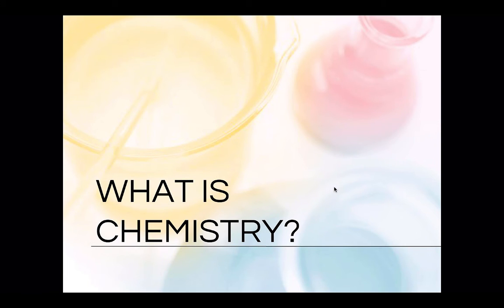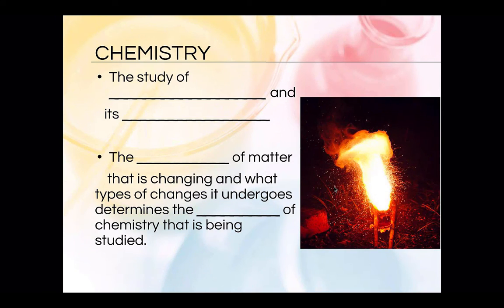Today we're going to talk about what is chemistry. Seems important to know if you're going to study it. The study of chemistry is simply the study of matter and all the different changes that matter can undergo. The type of matter that is changing and the types of changes that it could go through is what determines the type of chemistry that is being studied.